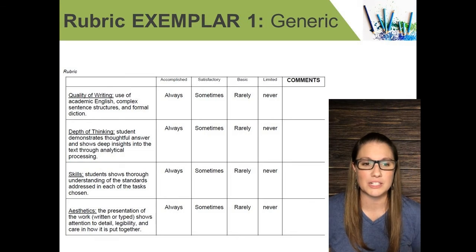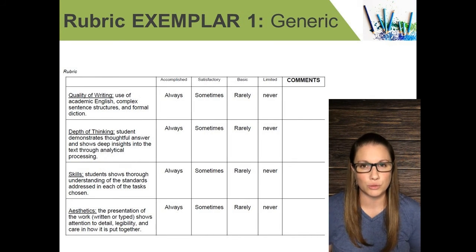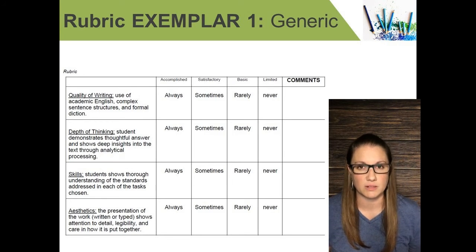So in this one, it's a generic exemplar where I'm looking for just some key concepts that I want them to practice. And then I just put always, sometimes, rarely, and never. This is a way to reduce the amount of words on a traditional rubric, but it's very clear, like if a parent is trying to help a student with their project, it's very clear what's expected of them.